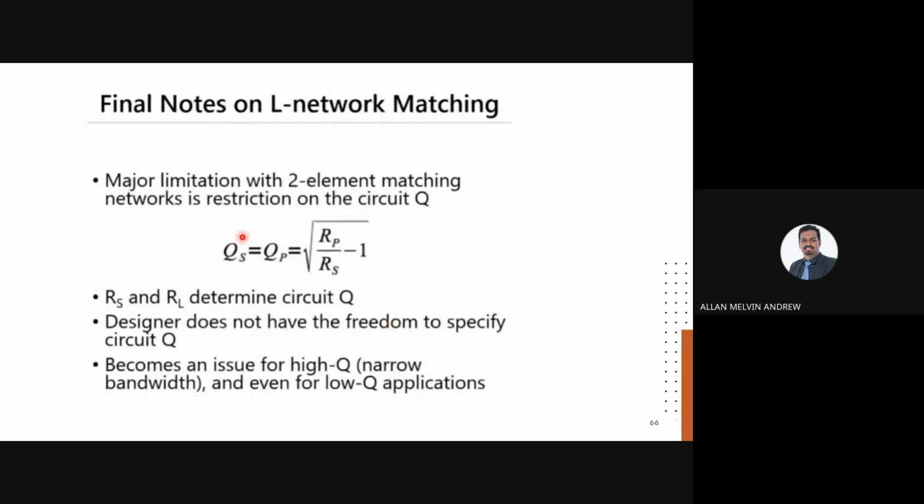Okay, so some notes on the L network matching. The major limitation with a two-element matching network is the restriction on the circuit Q. So we only have two elements here, so there is a restriction on the circuit quality factor. That is one of the limitations, because the quality factor depends on this part. RS and RL determine the circuit quality.